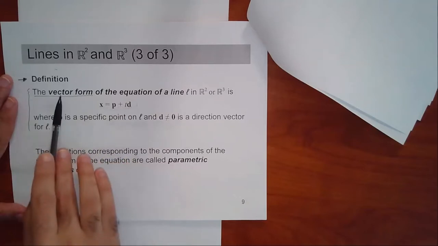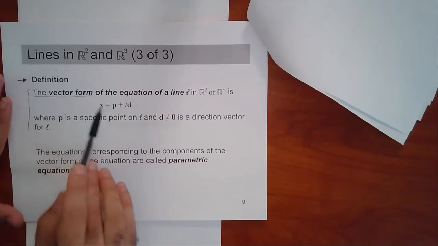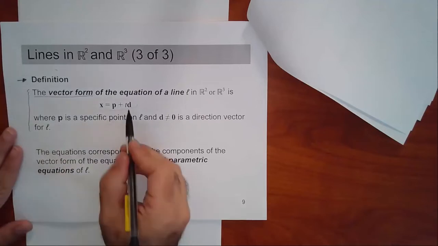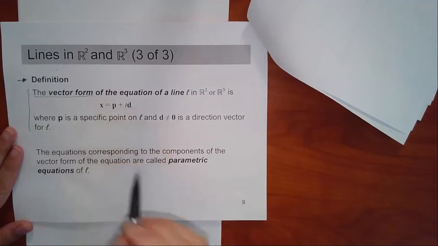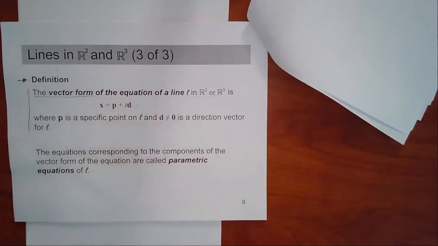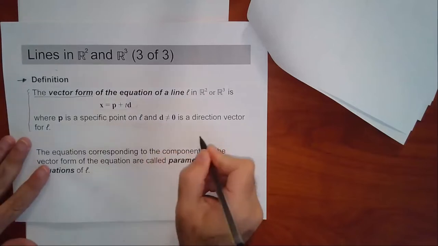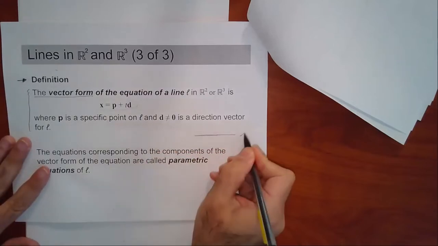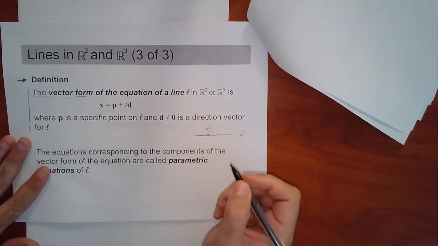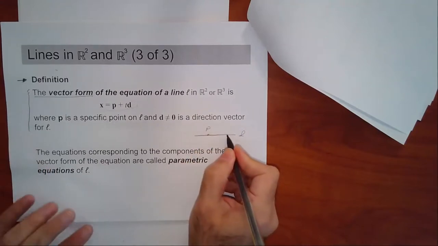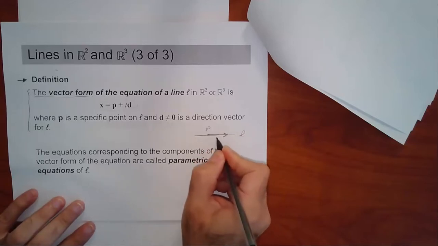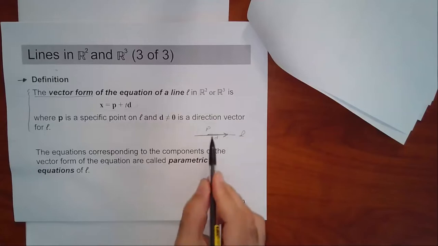So if they ask you to write down the vector form, in this case we need the direction vector. The direction vector is going to be a vector for L in R2 or R3, a vector parallel to L. For example, here's the line L. This is the point P. Let's choose another point here. This is going to be the direction vector D, which is a vector parallel to the line.